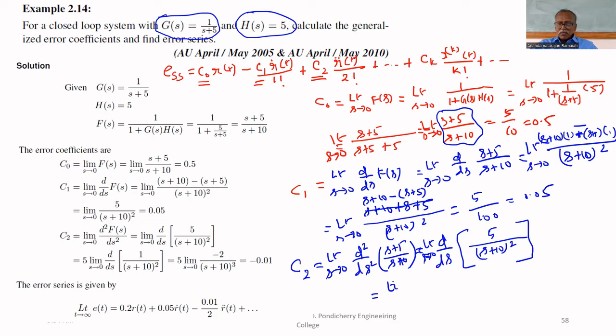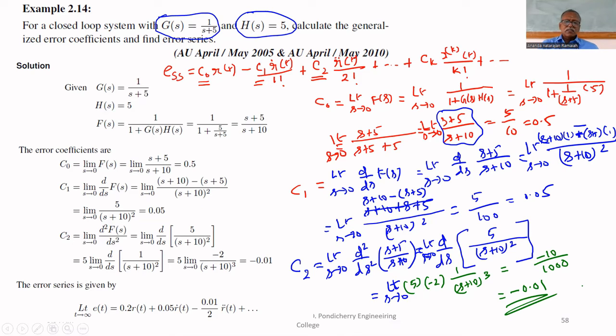That is equal to limit s tends to 0 of the derivative of this, which is 1 by s square becoming s cube, and the derivative of this is 1. Therefore, what you will get, 5 we are taking outside, minus 2 times 1 upon s plus 10 whole cube. That is equal to limit s tends to 0, therefore minus 10 upon 1000, that is equal to minus 0.01. C2 equal to minus 0.01, that's all. That is sufficient. Only 3 terms if you write, then it is okay. Third term is negative; first term and second term are positive.